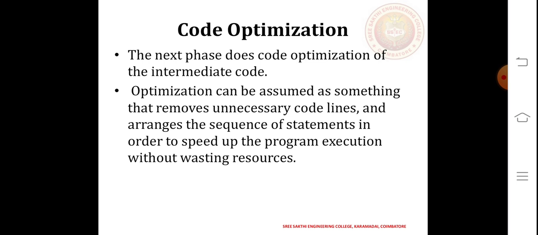Next is the code optimization phase. Code optimization can be assumed as something that removes unnecessary code. That is, I'm going to remove the useless code and reduce the program without changing the meaning of the program. For the given example, how the code optimization is done has been shown over here. That is, temporary variable 1 will be taken as id3 into 60. Now the multiplication result will be saved in temporary 1. After that, id1 will be taken as id2 plus temporary 1.